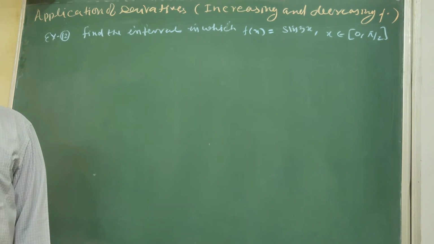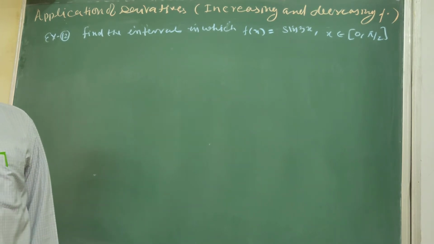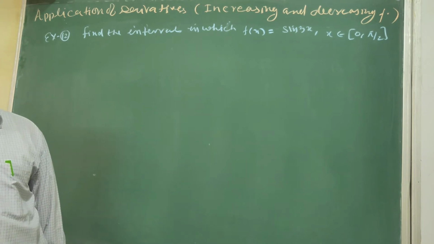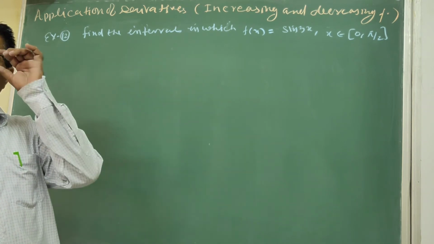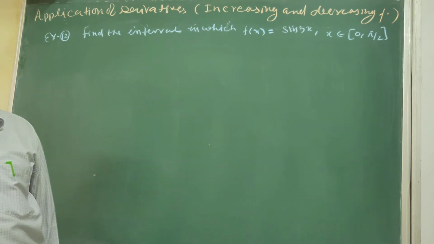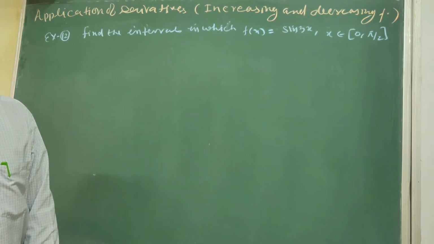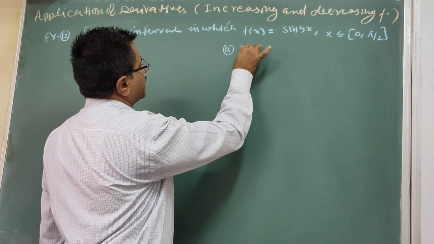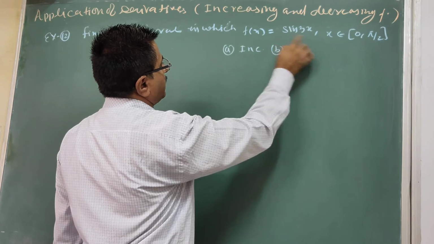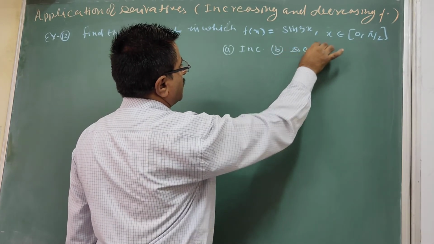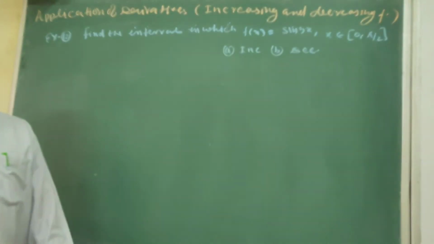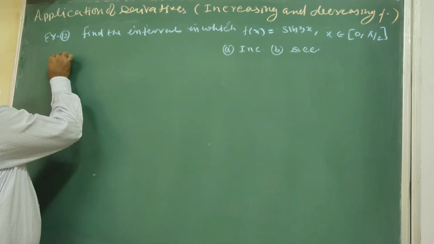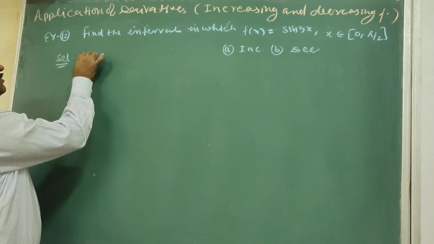This is clear? You have to find the intervals for the function fx equal to sin 3x, where x belongs to 0 to pi by 2, in which it is increasing and decreasing. We are given only increasing and decreasing, not strictly, because the interval is closed. If it is open, then we use strictly. Clear? So the same process, we have to find the derivative.